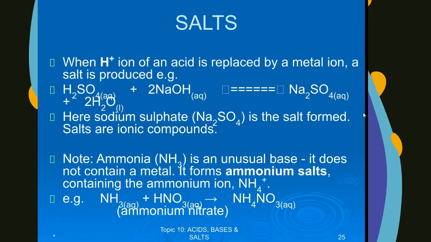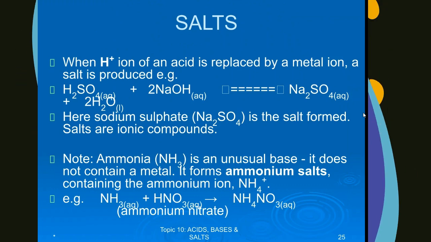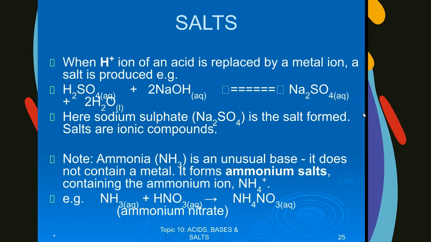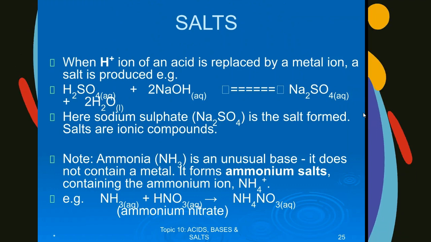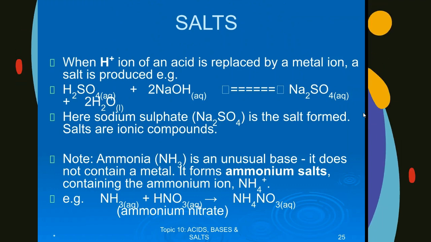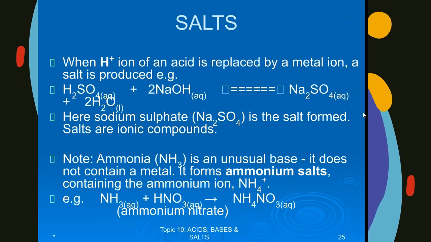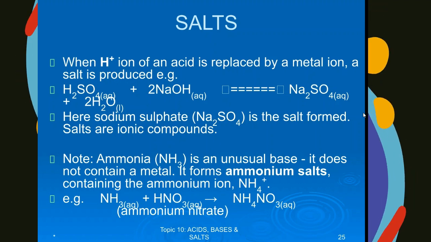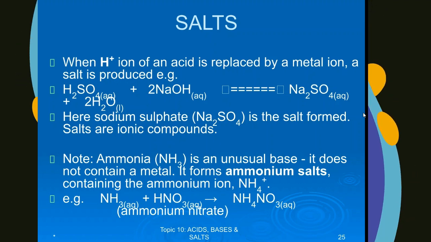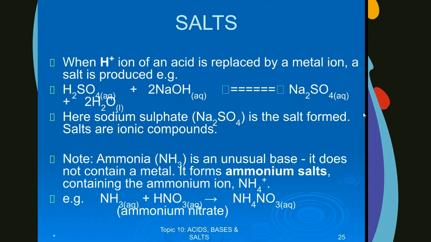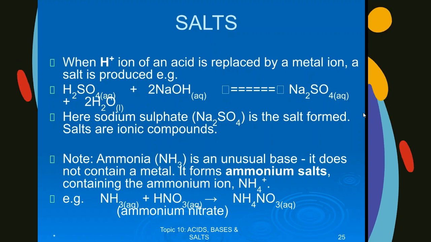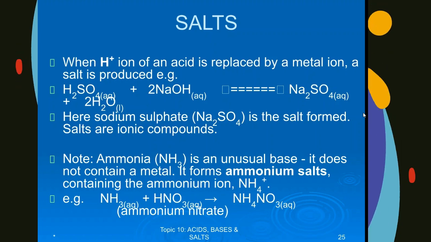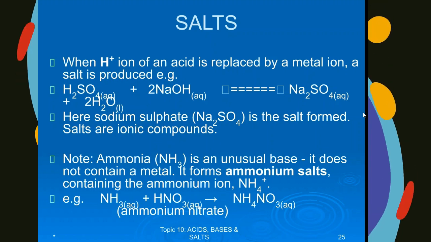Next, salts. When the H plus ion of an acid is replaced by a metal ion, a salt is produced. H2SO4 plus 2NaOH gives rise to Na2SO4 plus H2O. Here, sodium sulfate, Na2SO4, is the salt formed, and salts are ionic compounds. Ammonia, NH3, is an unusual base. It does not contain a metal. It forms ammonium salts containing the ammonium ion, NH4 plus. So NH3 plus HNO3 gives NH4NO3, that is ammonium nitrate. We are getting the salt.